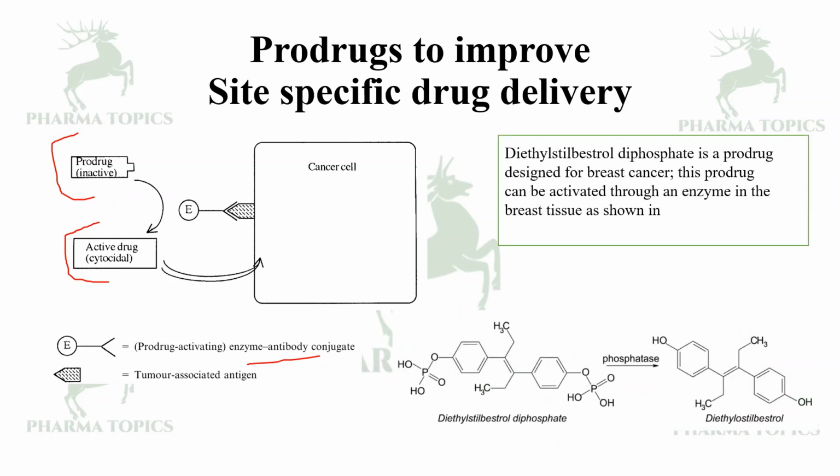Example is diethylstilbestrol diphosphate, a prodrug designed for breast cancer. This prodrug can be activated through an enzyme in the breast tissue as shown here. Diethylstilbestrol diphosphate, by phosphatase, gets converted into diethylstilbestrol in the cancerous cell and alleviates breast cancer.